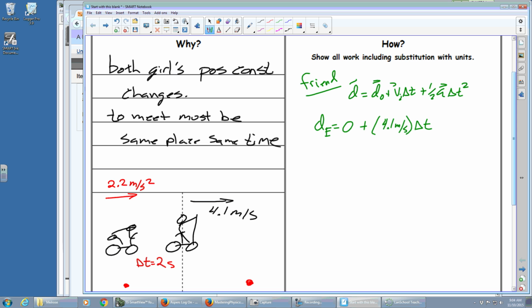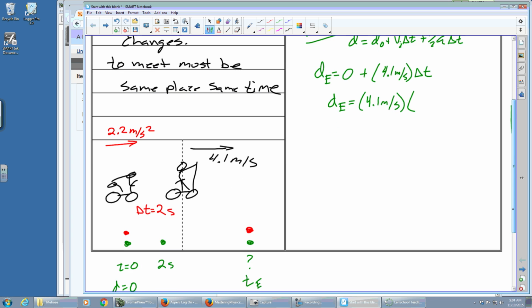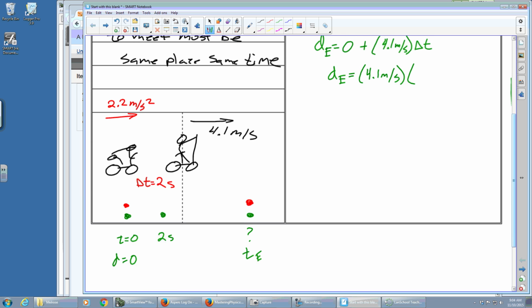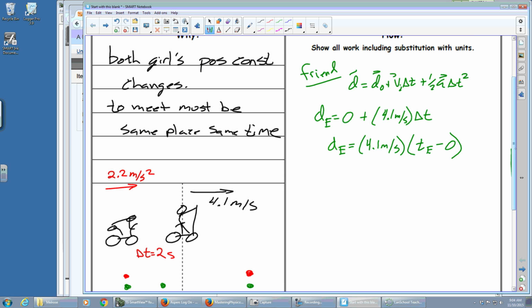And that delta t, I'm going to take one more step. So this is the 4.1 meters per second. The delta t is going to be, remember, delta is always final minus initial. So that's going to be time at the end minus the initial time, which is 0. So that's how far the friend has traveled. How far you've traveled, so this is now you. We're going to use the same equation.